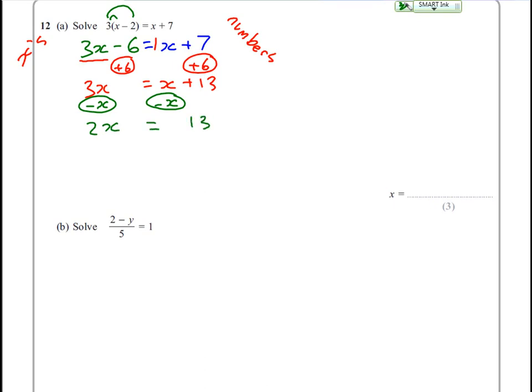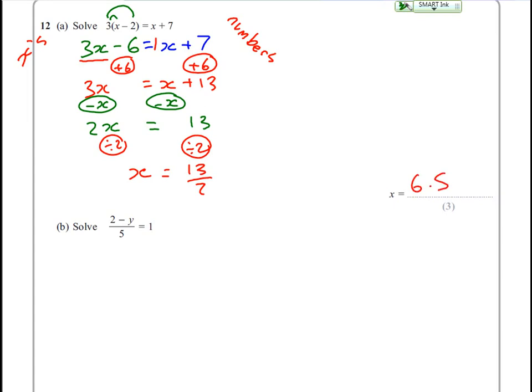Do not panic at this stage thinking, how am I going to do 13 divided by 2? Not only is it a calculator paper, you could also just write it as, instead of divide by 2, 13 over 2. Since you do have your calculator, you might as well do 13 divided by 2 and see that it gives you 6.5.